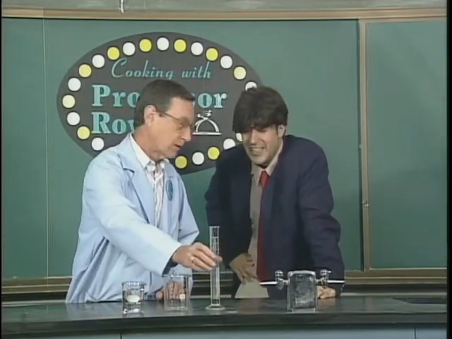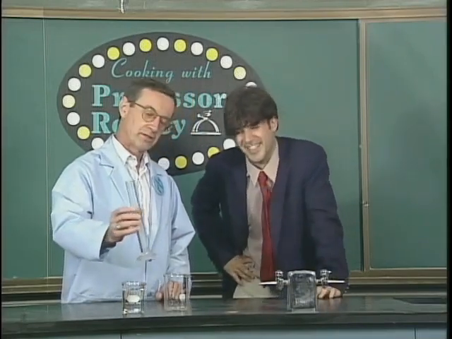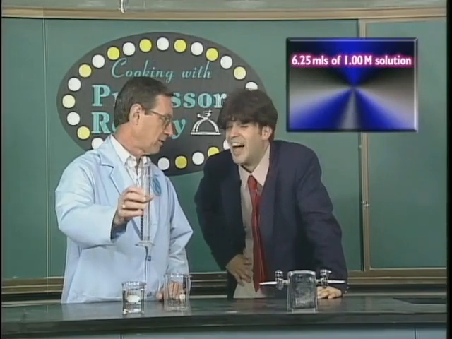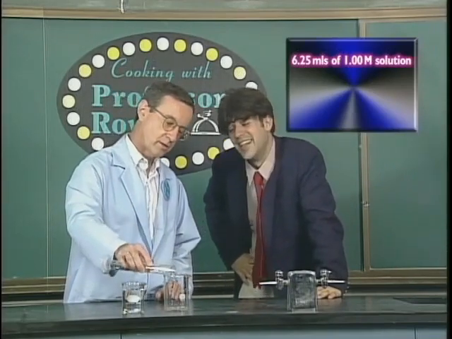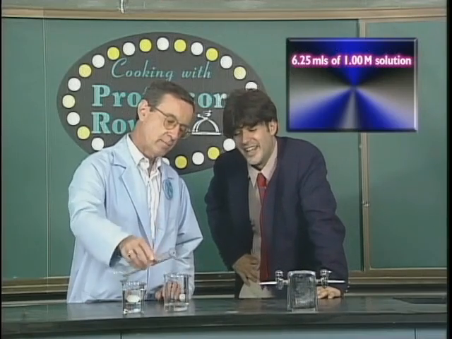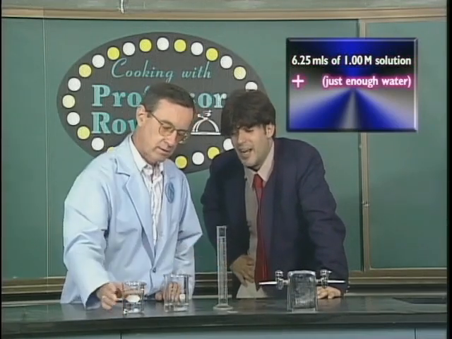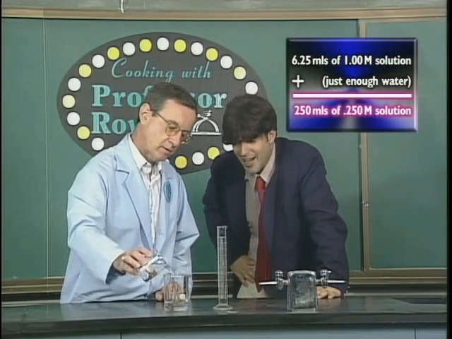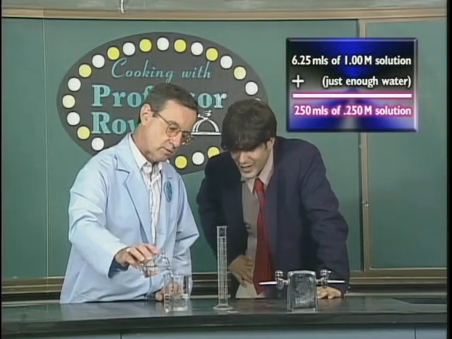I'm going to make a 0.250 molar solution of potassium nitrate from our concentrated stock solution. What I'm going to do is take 62.5 milliliters of the stock solution, pour it into our container, and then add just enough water to produce 250 milliliters of our desired solution.